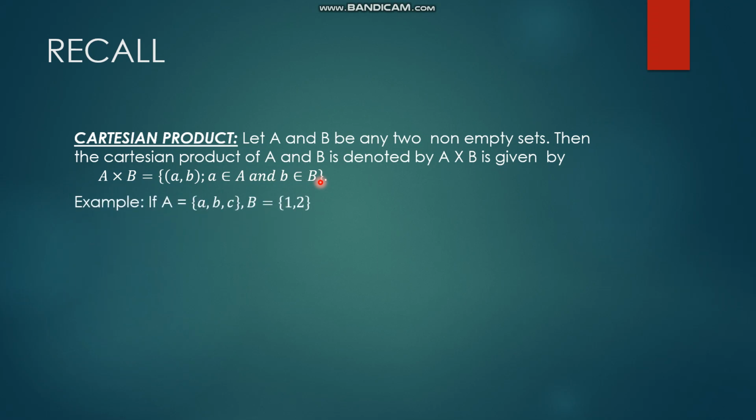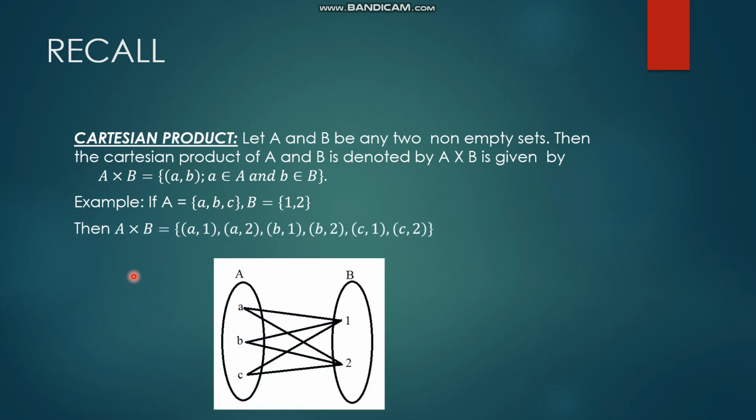Now if we take an example, like if A is equal to the set {a, b, c} and B is the set {1, 2}, then the Cartesian product is given by, see, we can do it like this. Here a should be related to both the elements of the second set, which is 1 and 2. They are the ordered pairs (a, 1) and (a, 2). Similarly with b, (b, 1), (b, 2), and with c, (c, 1) and (c, 2).